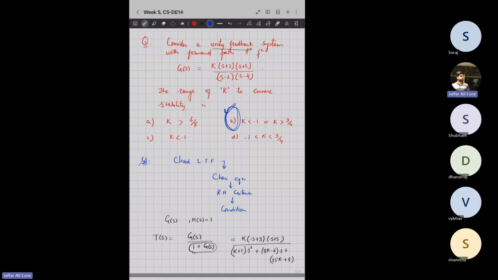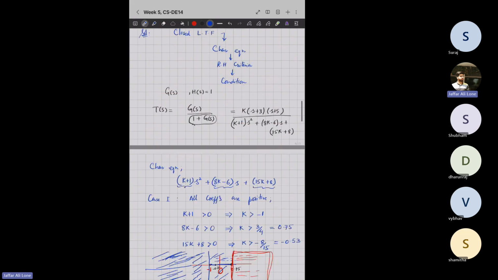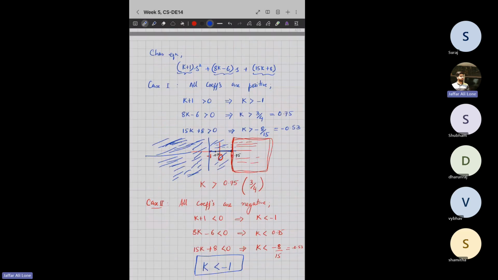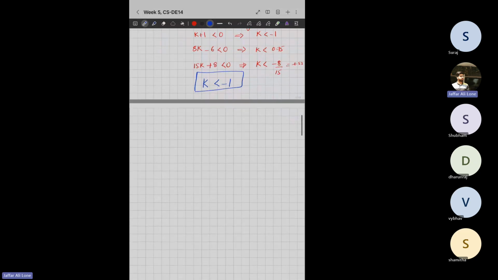Option B is correct. Why? Because k is less than -1, either this condition or k is greater than 3/4, which is actually 0.75. You can see it from here. Okay, no problem. You will get to understand in other questions.